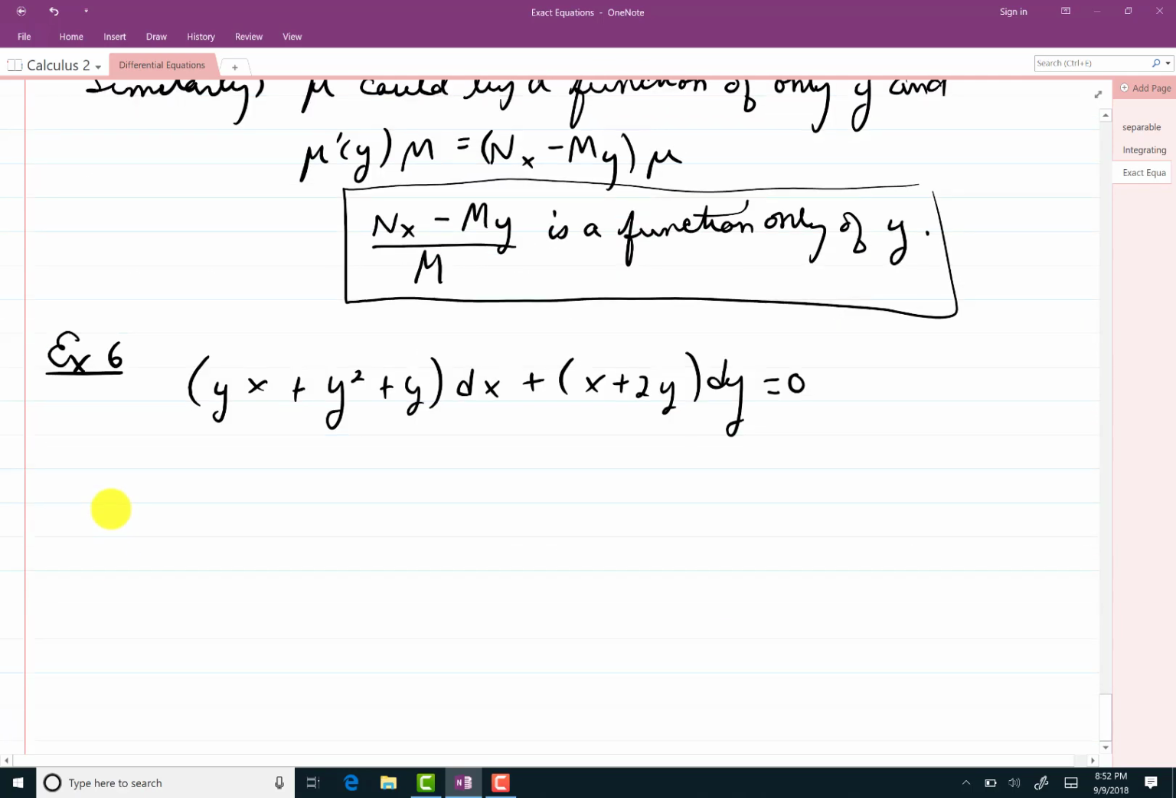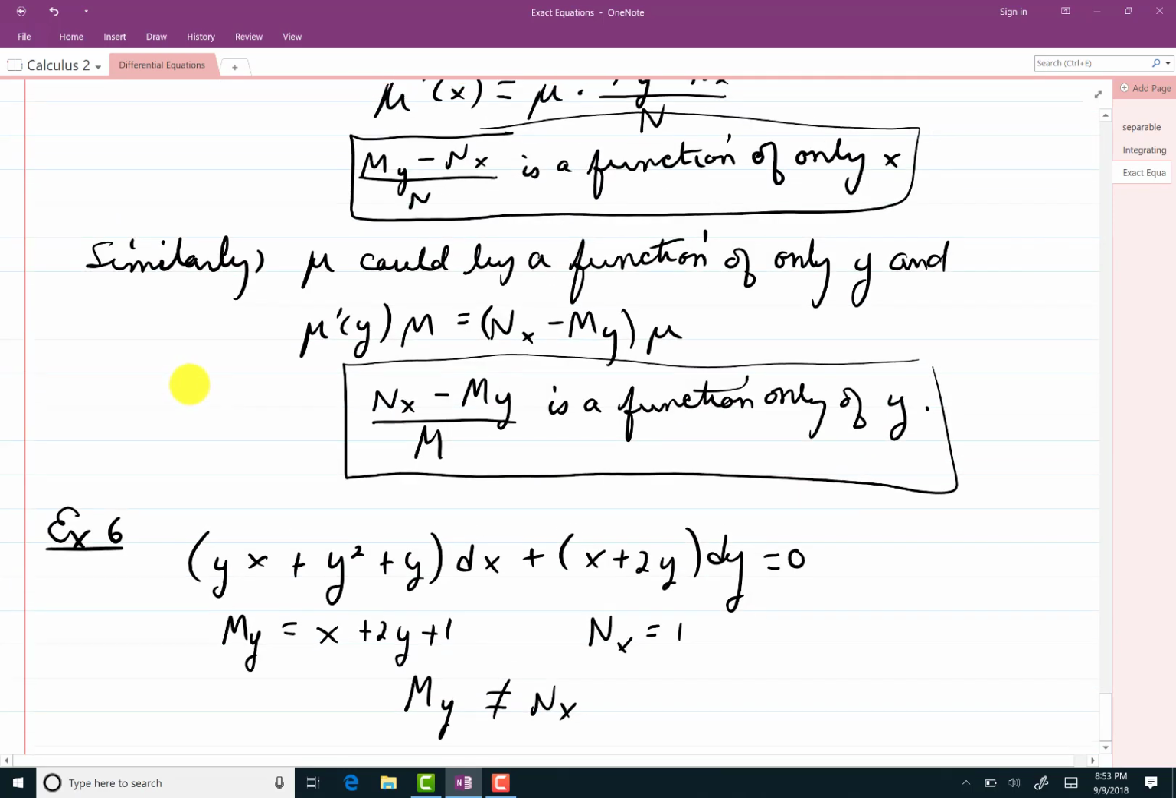So first, let me check to make sure it's not exact. That's what this example is supposed to be. The stuff in front of dx is my M. So my M sub y is going to equal, anything involving just x will disappear, but there's nothing like that. The yx will become x. Y squared plus y will become 2y plus 1. N sub x will be 1. So we see that M sub y does not equal N sub x.